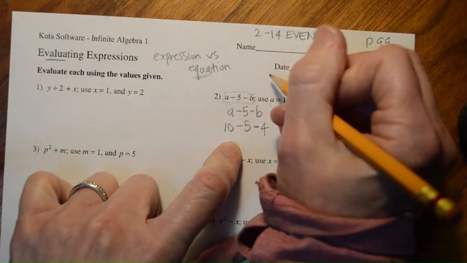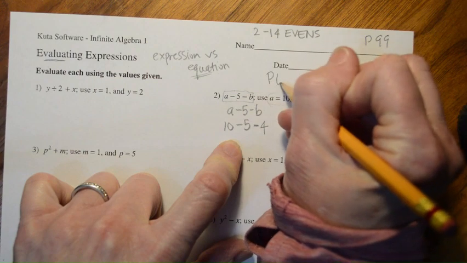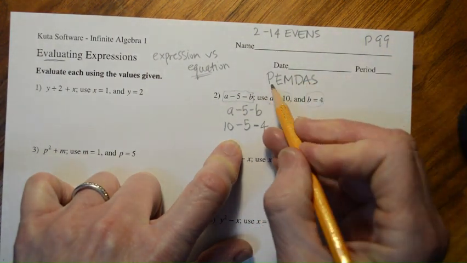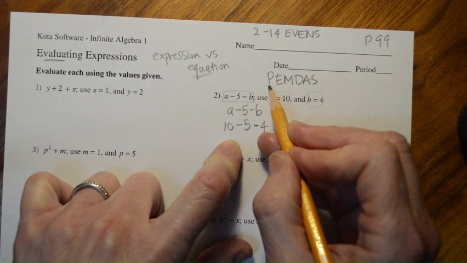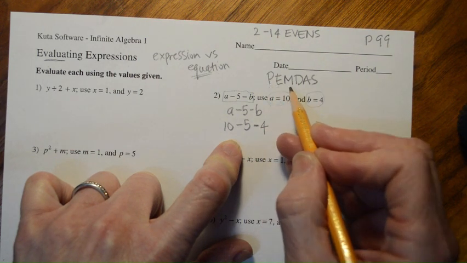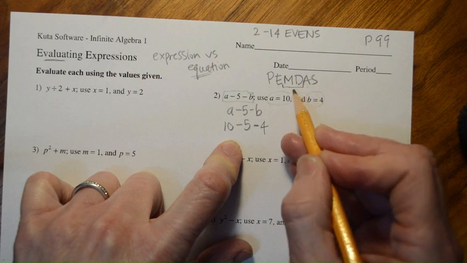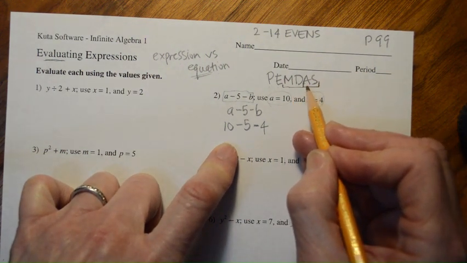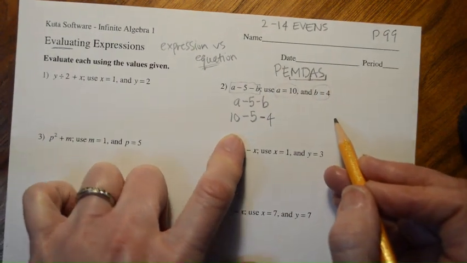So again, if we remember, our mnemonic for order of operations was PEMDAS. Again, this means parentheses or any other grouping symbols. Then exponents, and then multiplication and division in the order in which they appear, and addition and subtraction in the order in which they appear as we read from left to right.